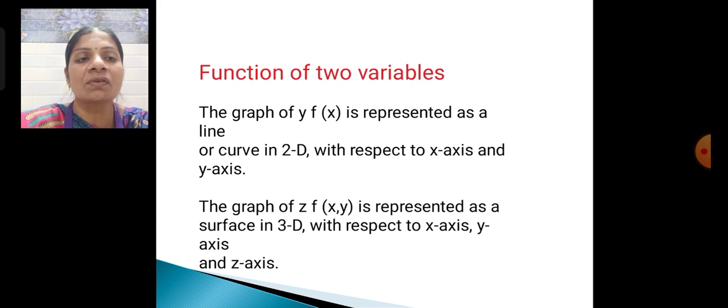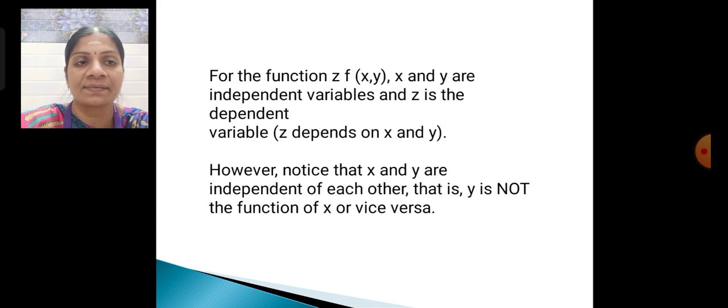Next we see the functions of two variables. The graph of y = f(x) is represented as a line or curve in two dimensions with respect to the x axis and y axis. The graph of z = f(x, y) is represented as a surface in three dimensions with respect to the x axis, y axis and z axis.